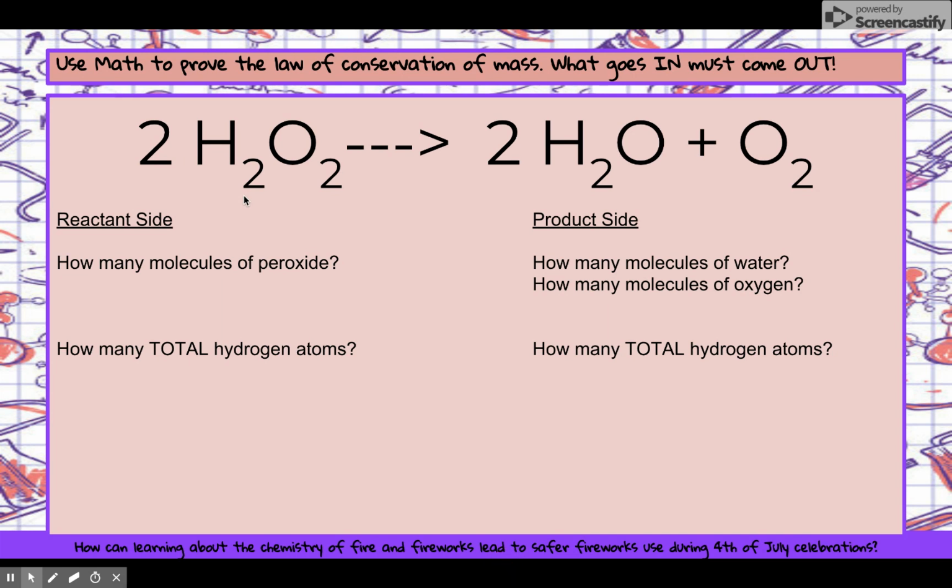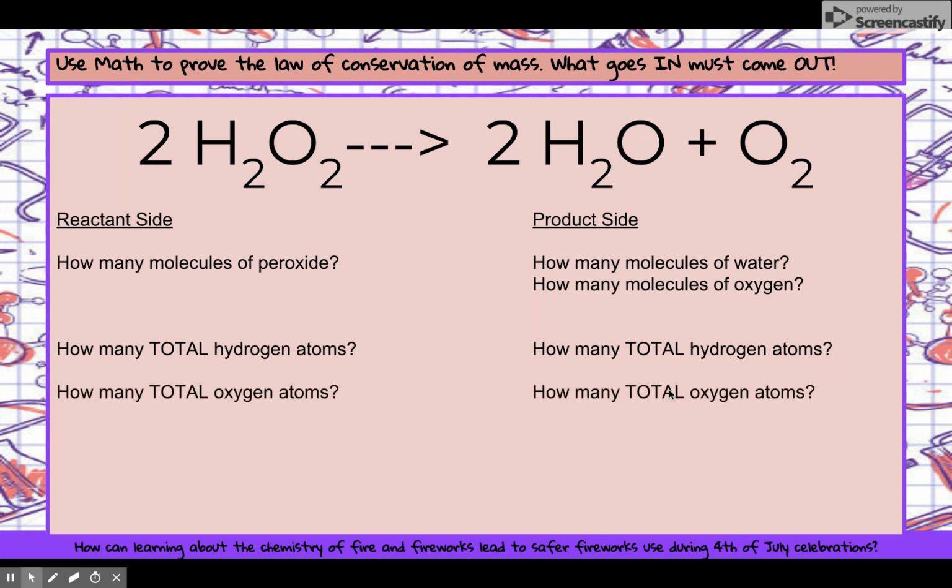Now, according to the law of conservation of mass, there should also be 4 hydrogen atoms on the other side. I have a coefficient of 2 out in front of the molecule for water. 2 times 2 is 4. So I know that this equation is balanced because there are 4 hydrogen atoms on each side.